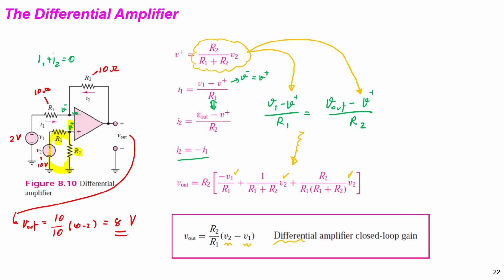So V out is the difference between two input sources. If we have two input sources, we would like to get the output as the difference between the two sources. Or we can put some gain as well. If we take R1 and R2 with some value, we can increase the output of the difference between two sources also. So this is a differential amplifier.